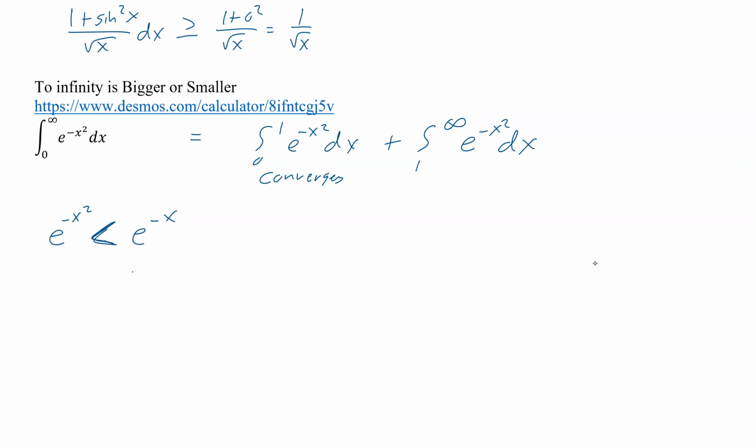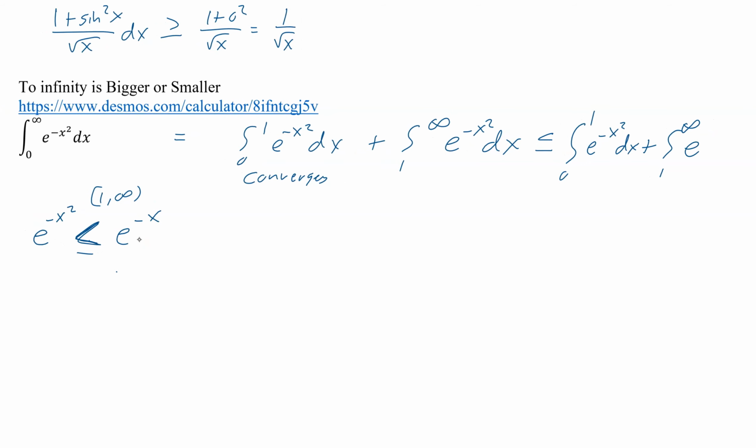And we already did graphically. You can already see that from 1 to infinity, right? These are greater than or equal to each other. They actually equal each other at 1. So we can say that this right here is less than or equal to the integral from 0 to 1, e to the negative x squared dx, plus the integral from 1 to infinity of e to the negative x dx. Now, if we can show that this converges, we're good.